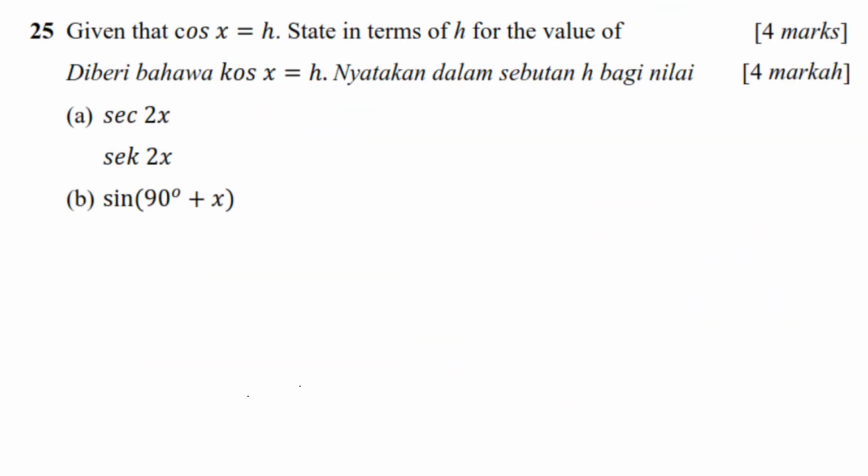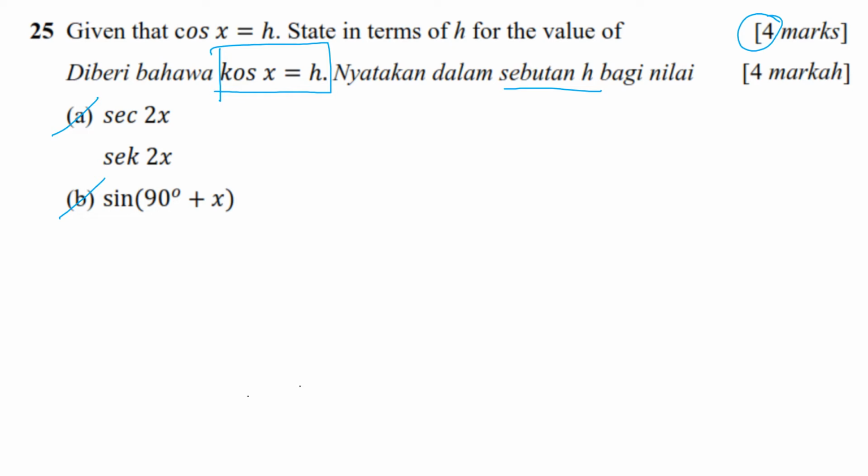Let's continue to question 25. The question says, given that cos x equals h, state in terms of h the values of a, secant 2x, and b, sin in the bracket 90 degree plus x. Diberi bahawa cos x sama dengan h. Nyatakan dalam sebutan h. So your answer must be in terms of h, bagi a and b, 4 marks.